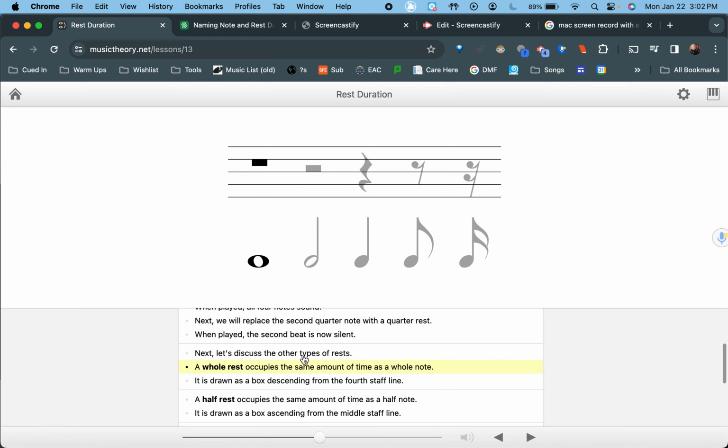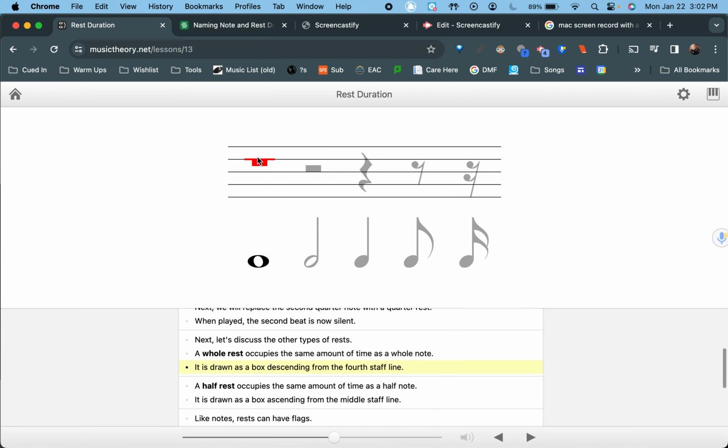A whole note rest is the same amount of time as a whole note, and it looks like a little box that comes down from the fourth line. Remember, we count our lines from the bottom. 1, 2, 3, 4. So that fourth line, like rungs on a ladder, okay? The lowest rung would be the first rung on the ladder, and then they'd get higher. Same thing with a musical staff, okay?